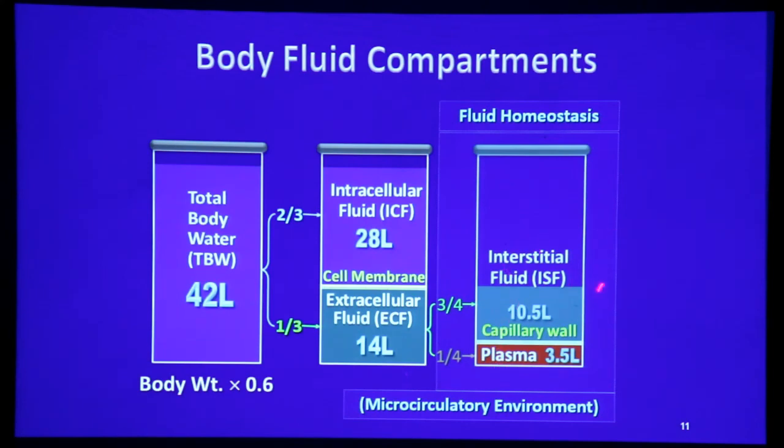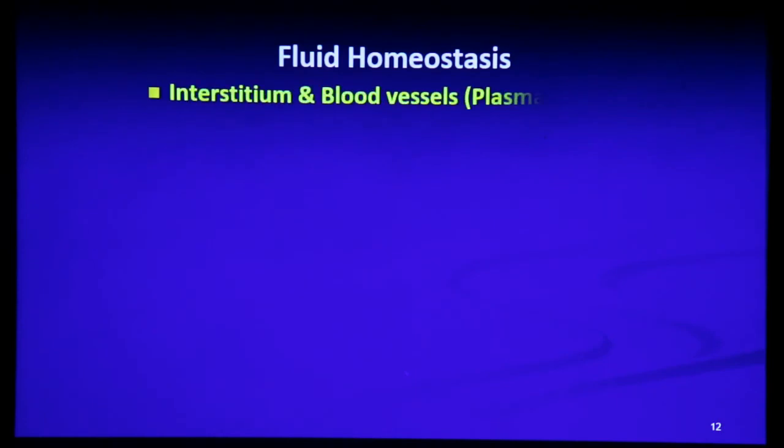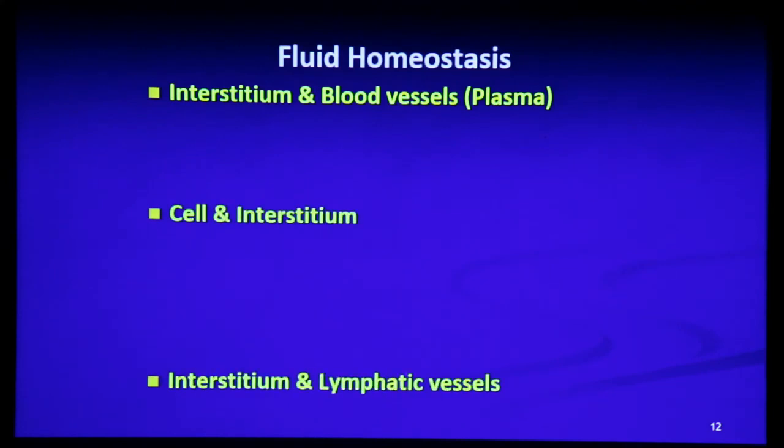That is the interstitial fluid and the plasma volume. This is what we will have to deal with to understand the microcirculation properly. So how does fluid homeostasis take place? There is a partition between the interstitium and blood vessels, and that's the plasma. There has to be one. There is a cell and the interstitium which are separated, and there is the interstitium and lymphatic vessels.